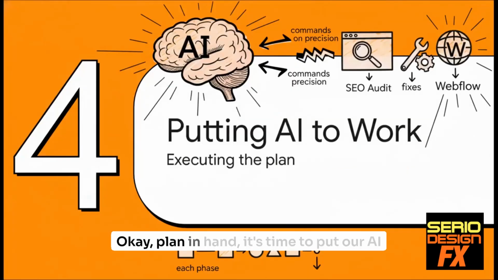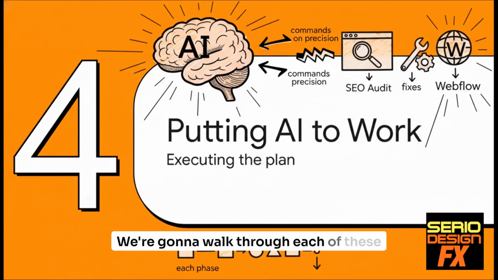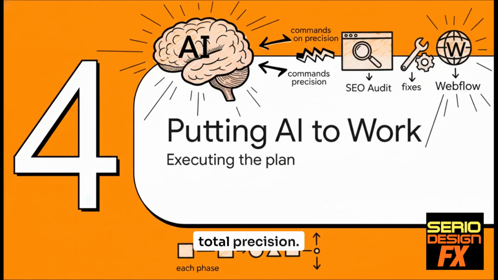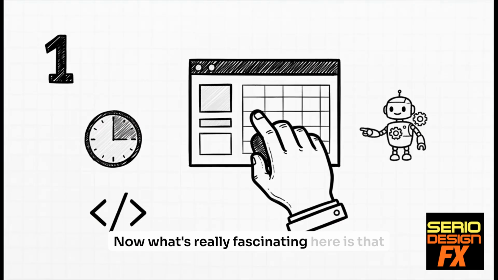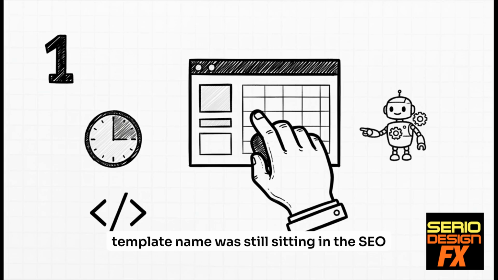Okay, plan in hand, it's time to put our AI assistant to work. We're going to walk through each of these phases, giving the AI one specific job at a time, and watch it execute our plan with total precision. Now, what's really fascinating here is that phase 1 is the only manual step in this whole process. The AI found 13 pages where the generic template name was still sitting in the SEO title.